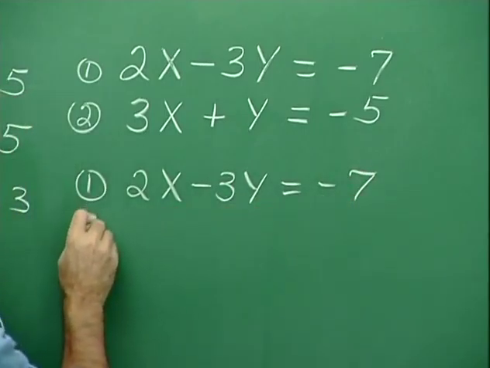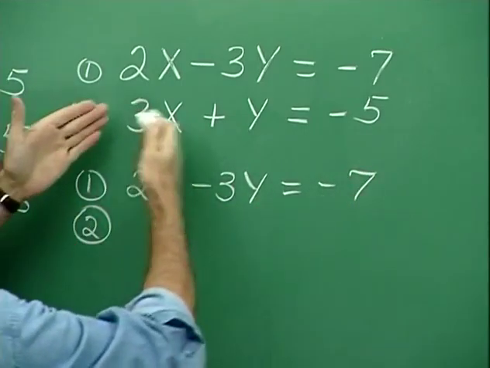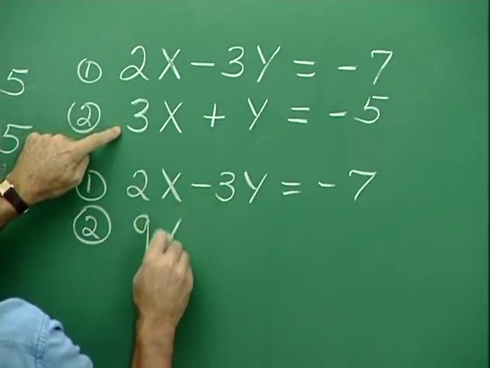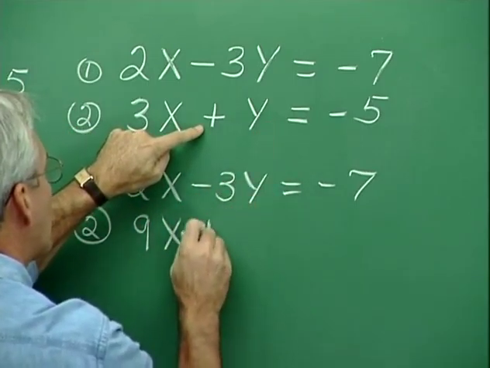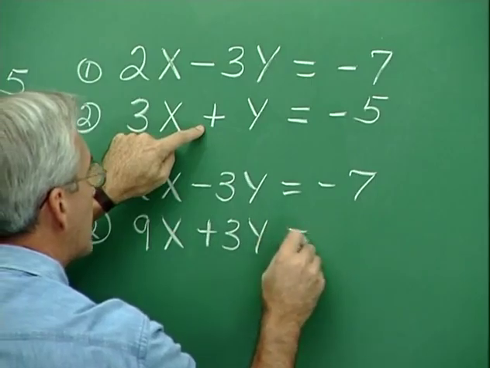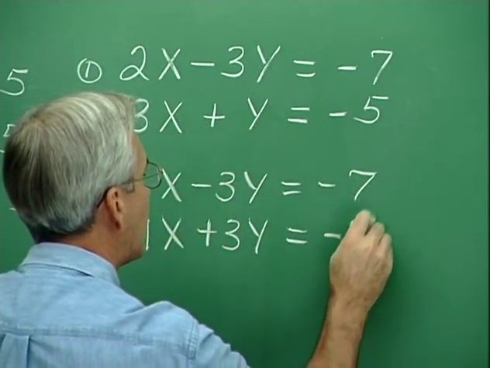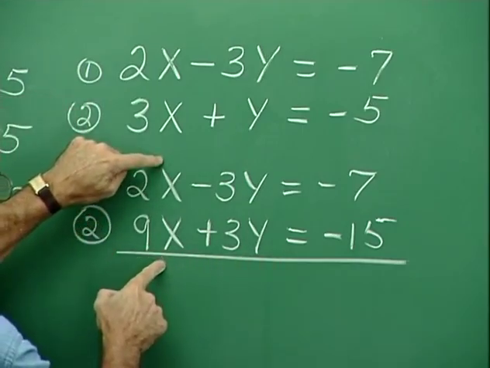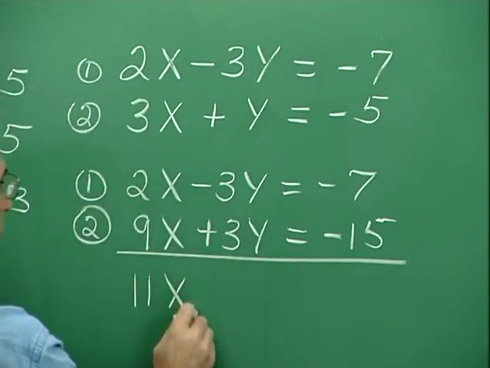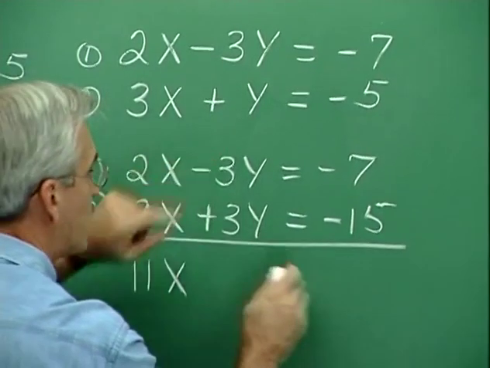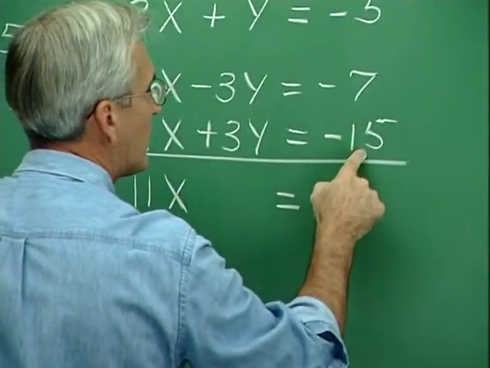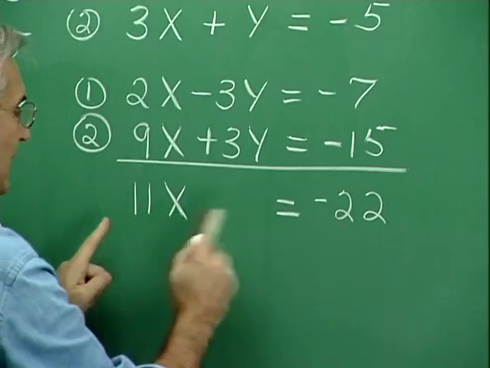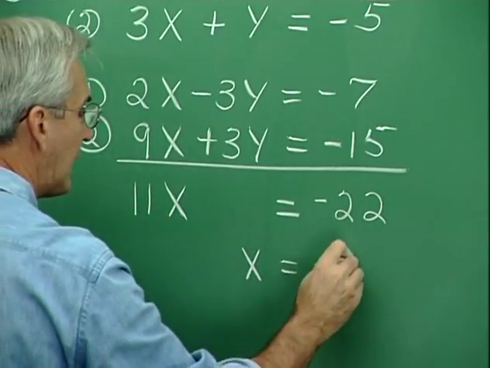And then in equation 2, I'm multiplying through by 3. So 3 times 3x, 9x, 3 times y, 3y, and then 3 times -5, -15. And I'll draw the line and add the two equations. 2x and 9x, 11x. The y's go out as expected. -7 with -15 is -22. And then when I divide through by 11, I find x to be -2.